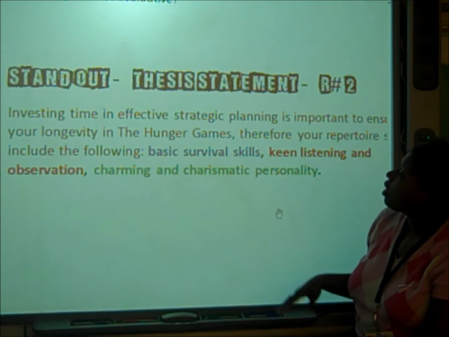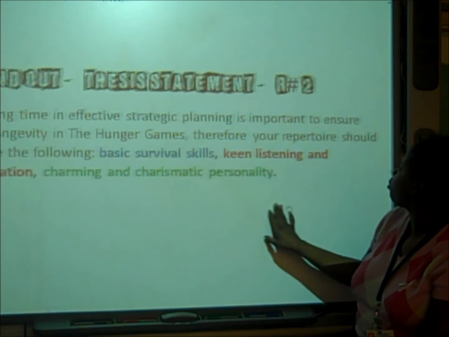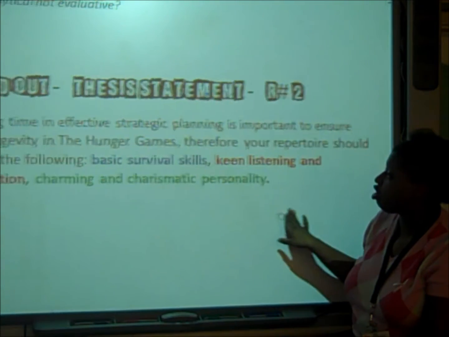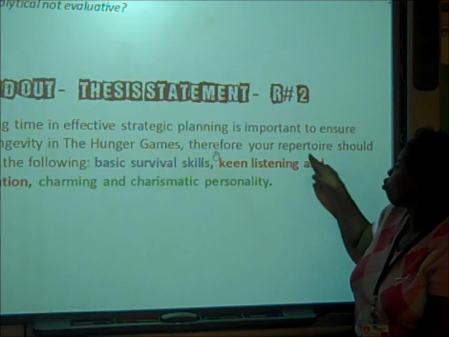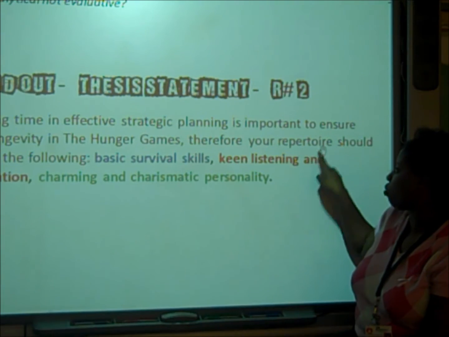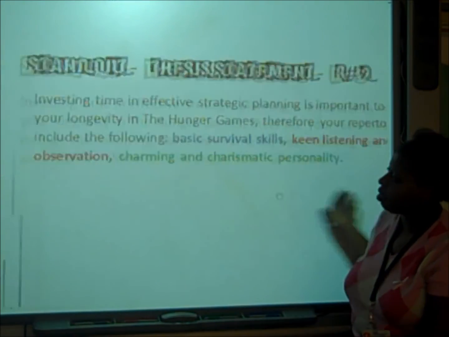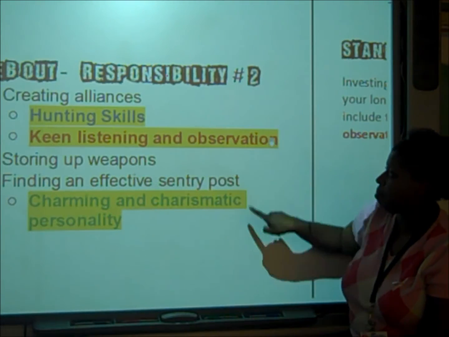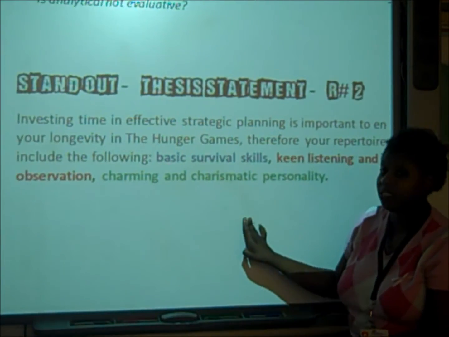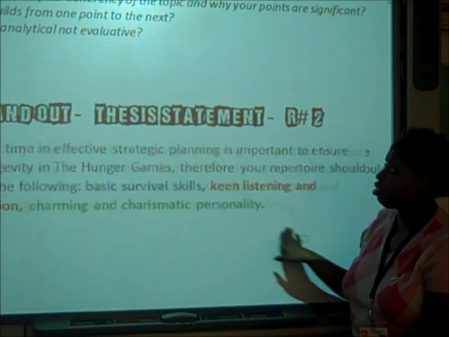Here's an example for responsibility 2. Investing time in strategic planning is important to ensure your longevity in the Hunger Games. Therefore, your repertoire, look at that enhanced word, should include the following: hunting skills, keen listening, and a charming personality. That's how easy your thesis statement should be. All right, let's go to the next step.